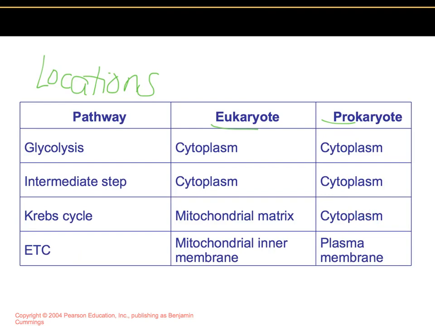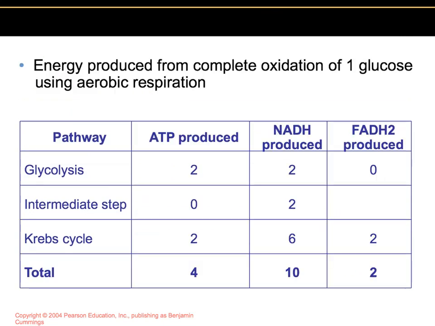And the electron transport chain is in the mitochondrial inner membrane, whereas in prokaryotic cells it takes place in the plasma membrane because, again, they do not have a mitochondria. And this table summarizes the amount of energy that's produced from the complete oxidation of one glucose.